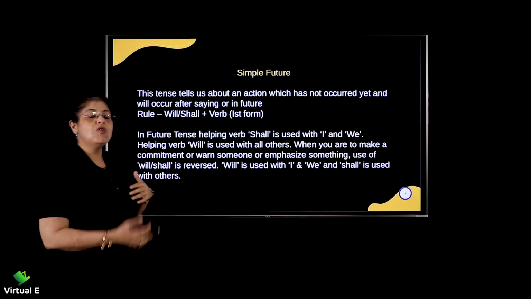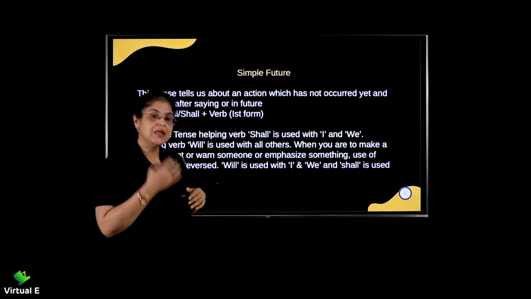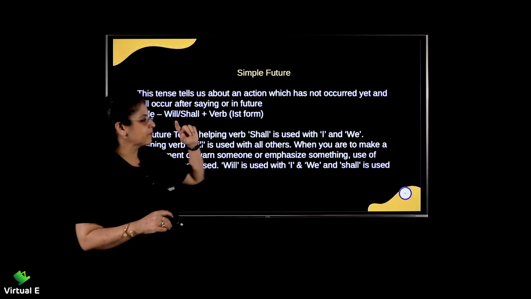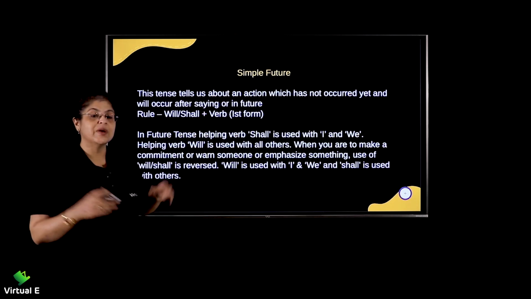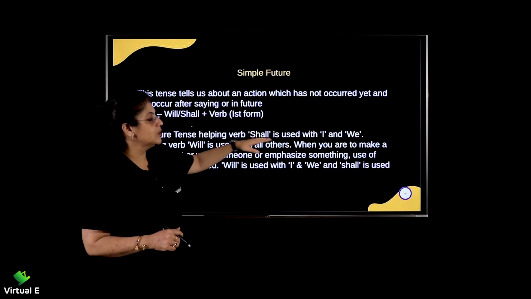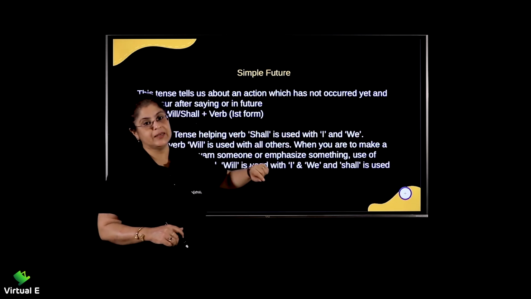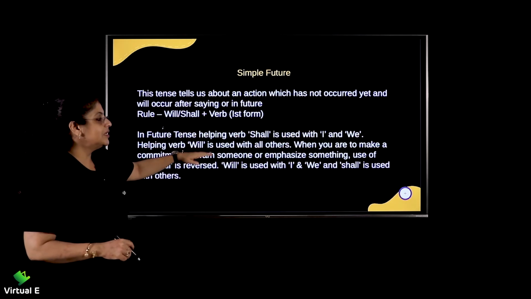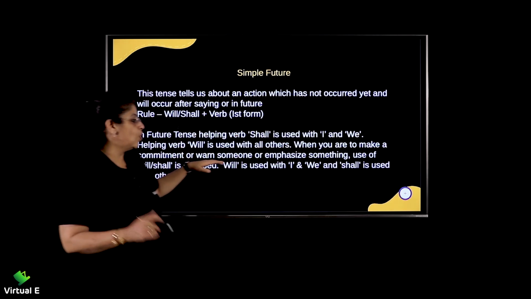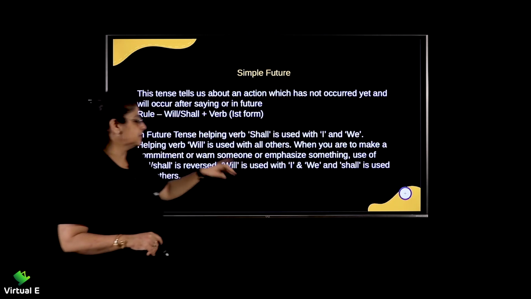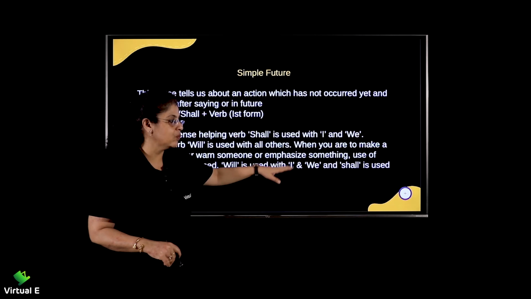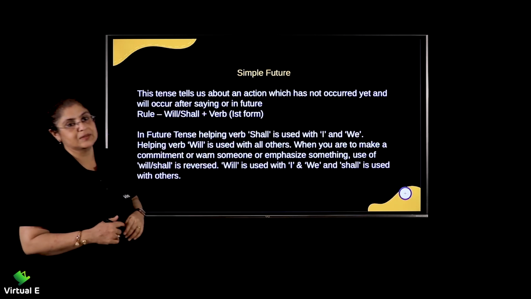So I will go for a movie tonight. Will go. You're using the key of the future tense, that's will or shall. Now, quite often students are confused. When should we use will and when should we use shall? So, in future tense, helping verb shall is used with I and we. Helping verb will is used with all others. When you are to make a commitment or warn someone or emphasize something, use of will or shall is reversed. Will is used with I and we, and shall is used with others.